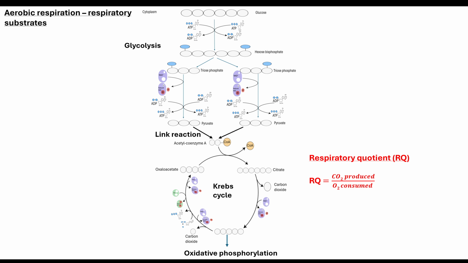So we know that in the link reaction, decarboxylation occurs, and through the Krebs cycle, decarboxylation also occurs. So that's where our carbon dioxide is going to be produced, and at the cristae, as the last electron acceptor of the ETC, that is where that oxygen consumption needs to occur. So we know that for one glucose molecule, we need 6 oxygen molecules, and that will produce 6 carbon dioxide molecules and also 6 water molecules. So carbohydrates therefore have what's known as the respiratory quotient of 1. 6 carbon dioxide produced, but 6 oxygens needed to be consumed.